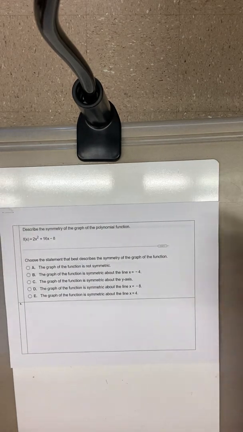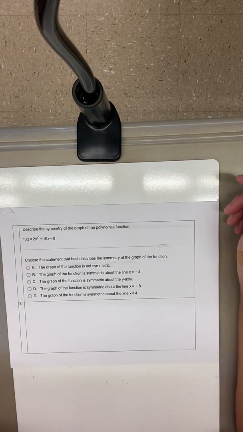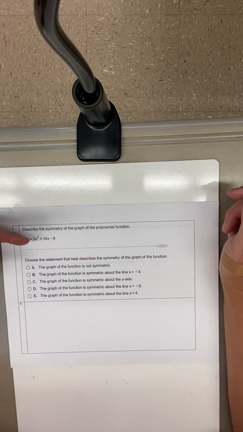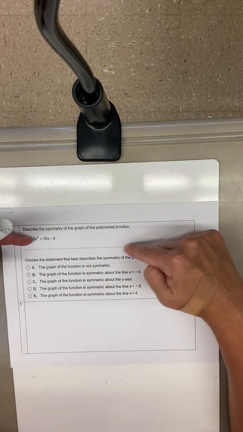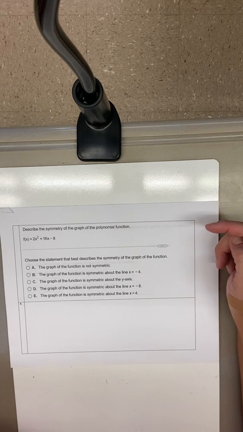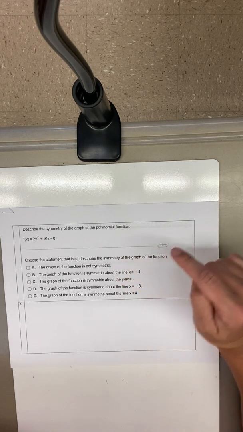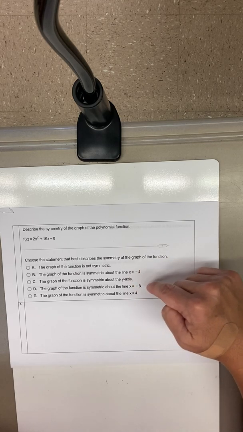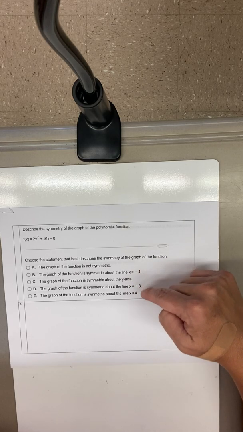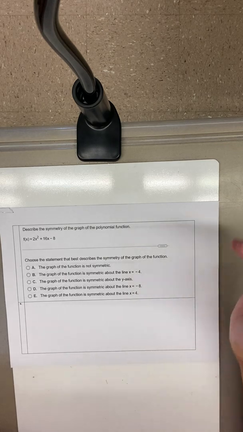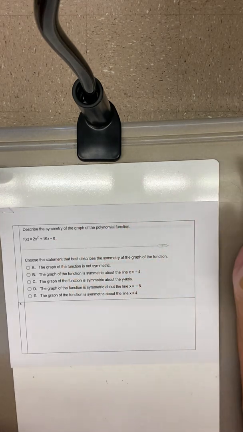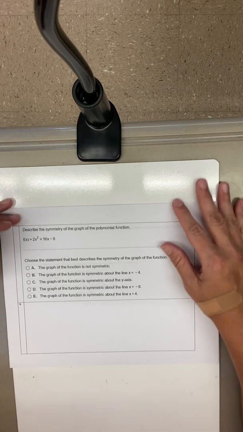It says describe the symmetry of the graph of the polynomial function, and it gives it to you in standard form. By the way, the leader is positive, so it's opening up. The choices say it's not symmetric, or symmetric about the y-axis, or about a line x equals something. So what we need to do is find the vertex. Actually, we don't have to find the whole vertex. We just have to find the x value of the vertex, and that's the axis of symmetry.